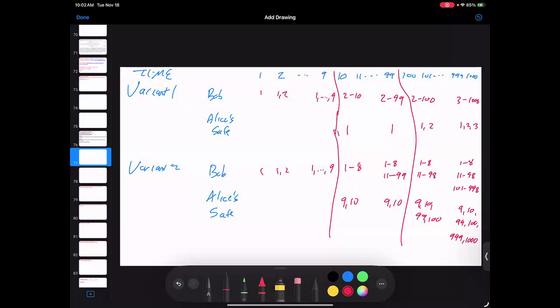In the second variant, once we get to time step 10, Bob is never going to give back bills 1 through 8. Once we get to 100, Bob is never going to give back bills 11 to 98. Once we get to 1,000, Bob is never going to give back bills 101 to 998. So the difference between the two methods is, in the first method, Alice gets everything back. In the second method, Bob actually keeps infinitely many dollars.